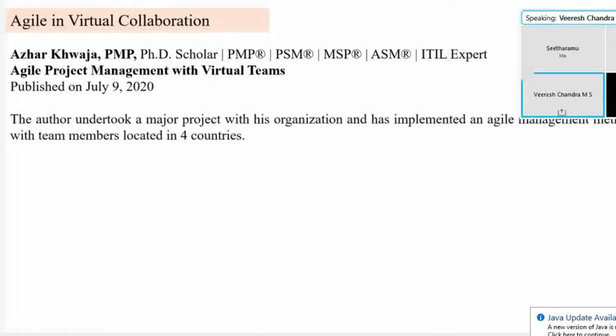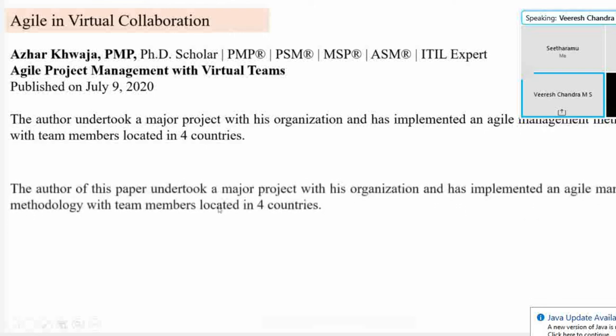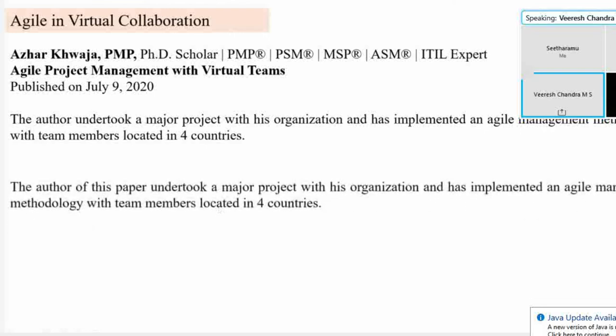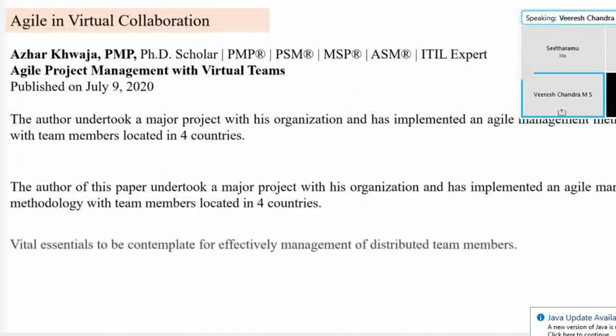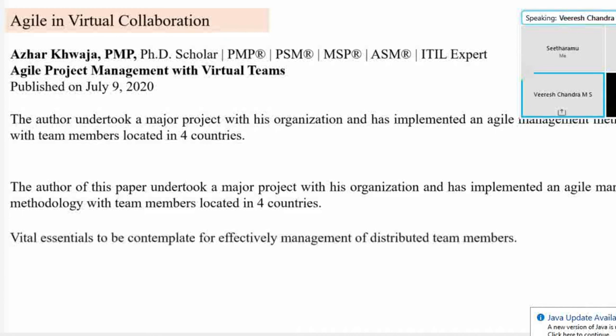He undertook a major project with his organization, and he implemented agile methodology with team members located in 4 countries. Okay, team members are located in different countries. He has taken up a project and implemented the agile management methodology. He concluded the paper by saying that the agile methodology can be implemented virtually also by people sitting in different locations. But there are some vital essentials to be contemplated for effectively managing the distributed team members.